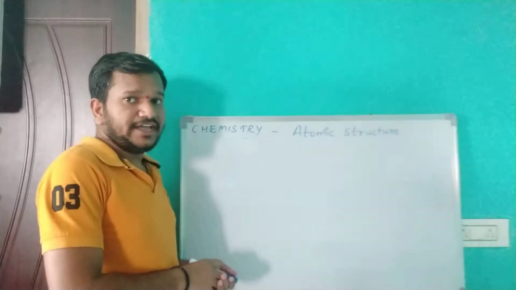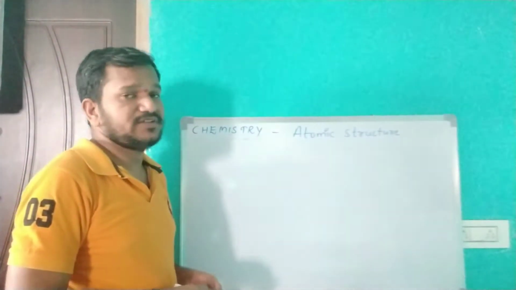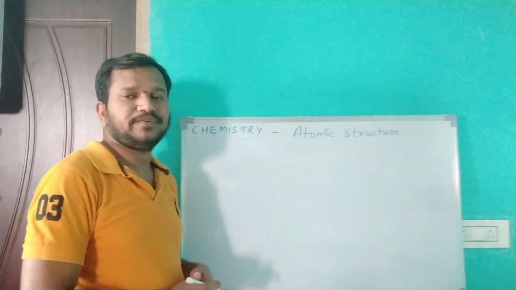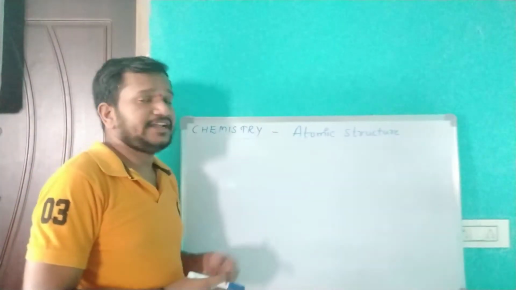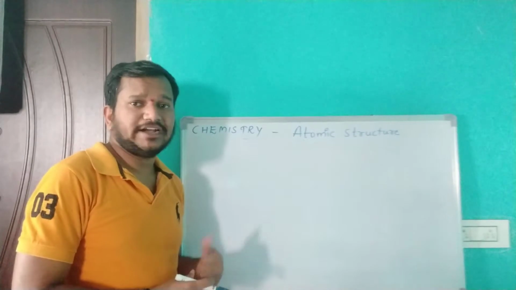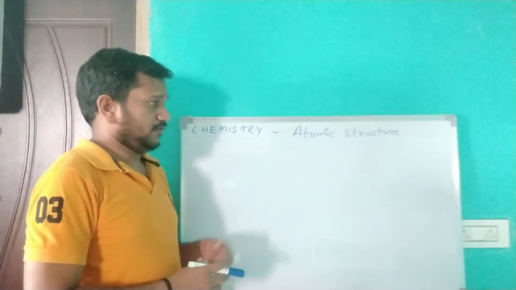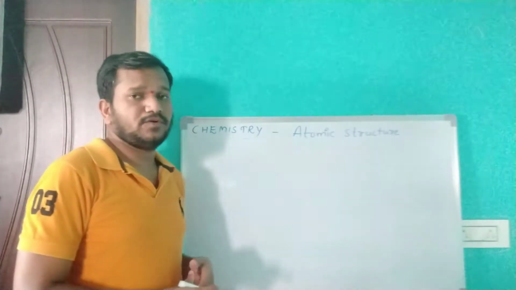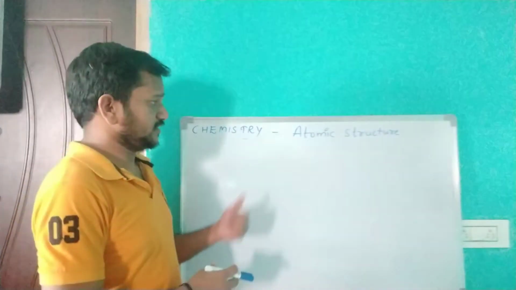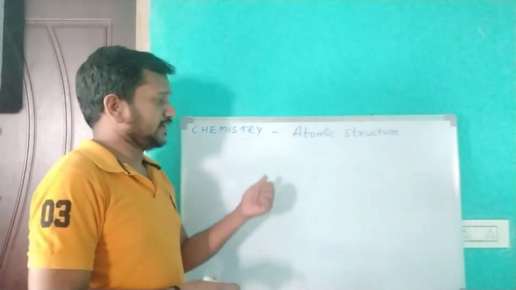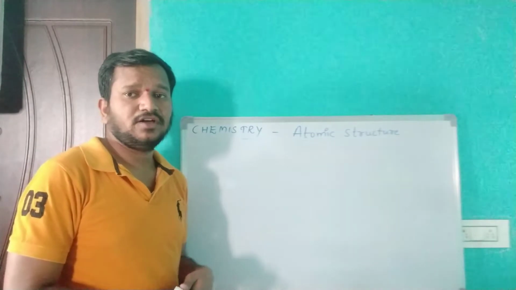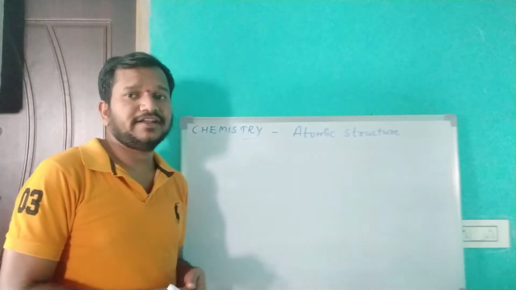Hello students, today I am going to take a topic in chemistry, that is atomic structure. In the previous class we already studied basic information: what is matter, what is elementary form, what is compound form, what is an atom, and the definition of an atom. An atom is the smallest particle of an element which takes part in a chemical reaction.